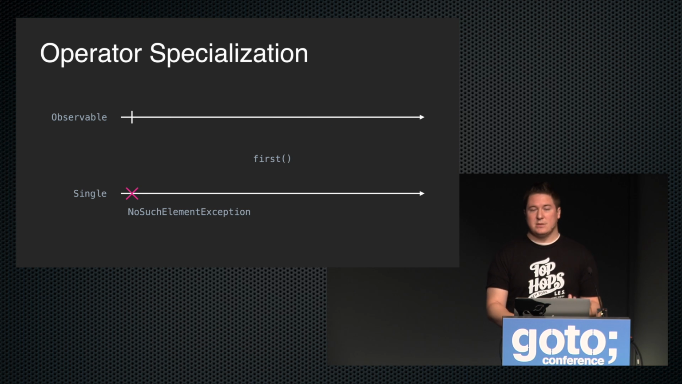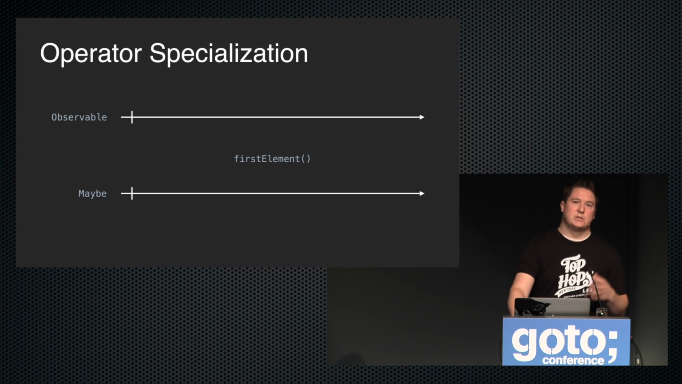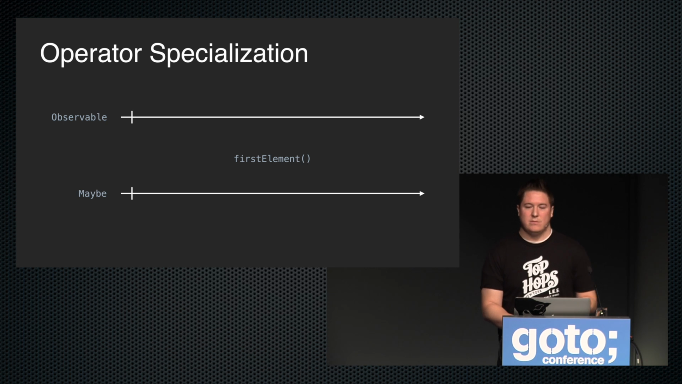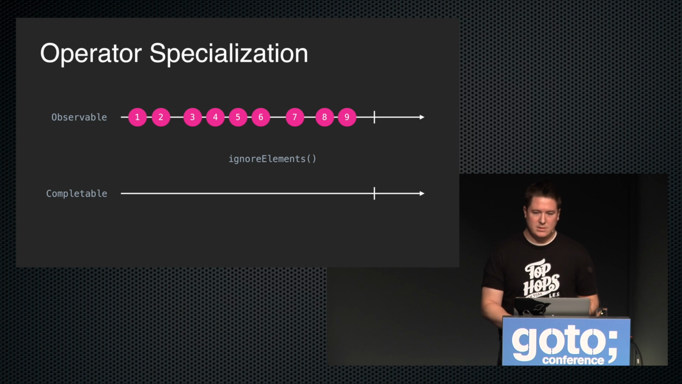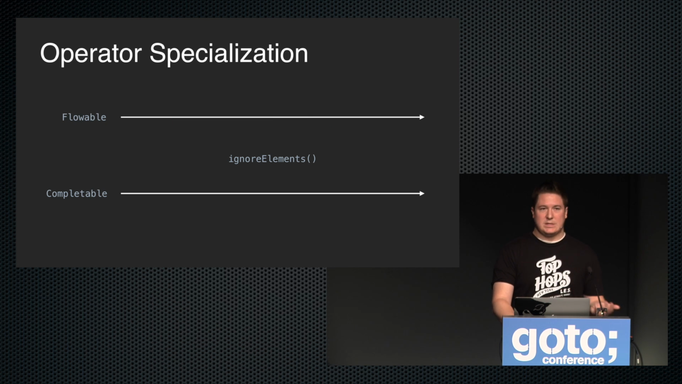If the observable is empty, this will actually result in an error because we know a Single either has an item or errors. There's other operators like firstElement, which is going to return you a Maybe. When the observable is empty, Maybe can model that by completing without an error. There's ones that also return Completable. If you're just ignoring the elements and all you care about is whether it completes or fails, that now returns Completable, which is exactly what Completable models. All these exist on Flowable as well. They all have the same operators, and they all return these same specialized types.